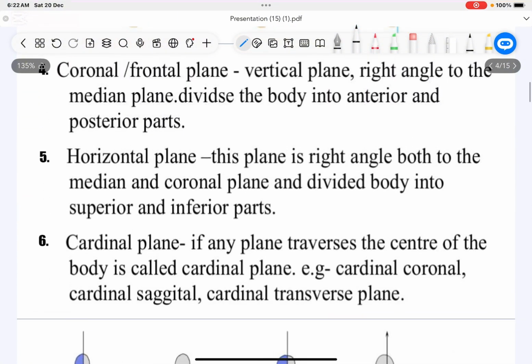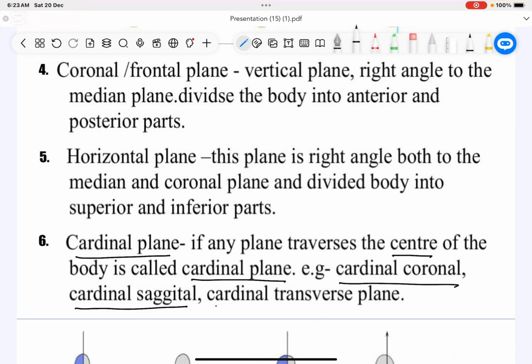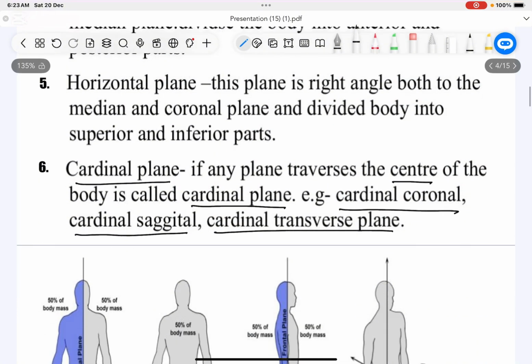There is one more plane, called the cardinal plane. If any plane traverses through the center, it is called a cardinal plane. Interestingly, a cardinal plane can be coronal, sagittal, or transverse. If it is coronal, cardinal coronal. If it is sagittal, cardinal sagittal. If it is transverse or horizontal, we can say cardinal transverse plane.